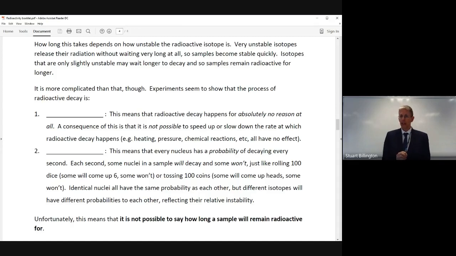So keep that idea in your head. Radioactivity proceeds at its own rate, never faster, never slower. It always goes at the rate it wants to go at, and there's nothing that we can do about it. Hold that thought in your head.